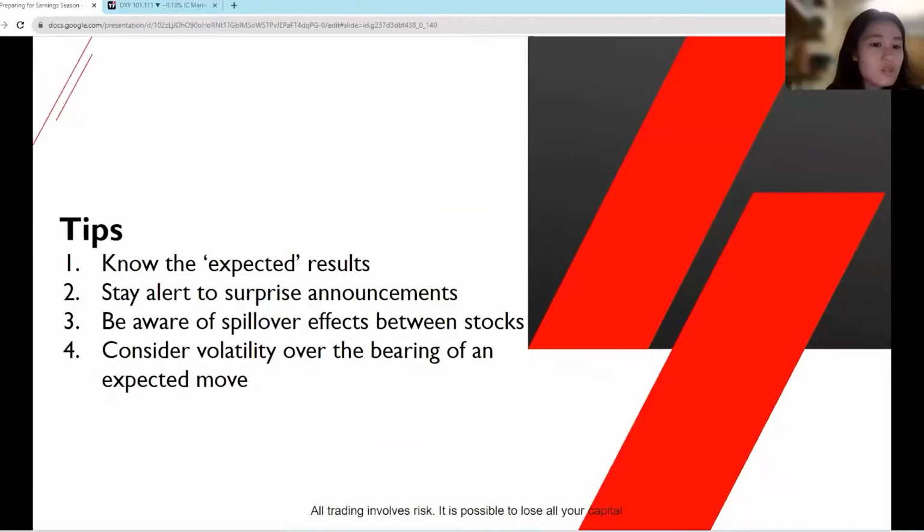Okay, so just a bonus slide, some tips for you to take note of is to firstly know the expected results, so keep up to date with the releases. Secondly, stay alert to surprise announcements from the respective companies. Thirdly, be aware of spillover effects between stocks, since especially for stocks within the same industry, a release of one stock can definitely impact the earnings report of another.